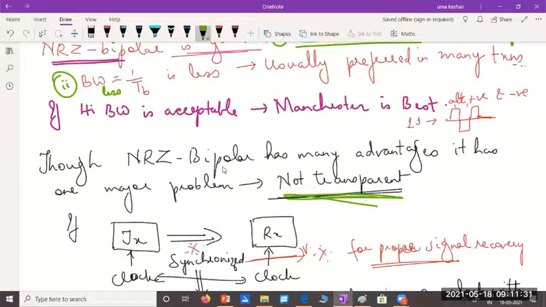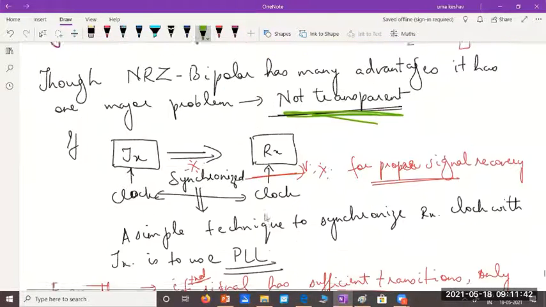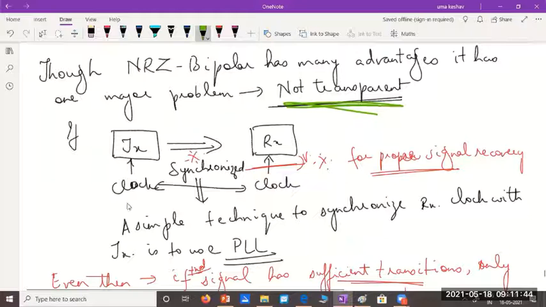So transparency is the major problem for the bipolar signaling scheme, or in any bipolar line code. Please remember this. Transparency means the transmitter and receiver clocks should be properly synchronized. If that synchronization is not there, the signal cannot be recovered correctly. We will not be able to recover the signal properly.